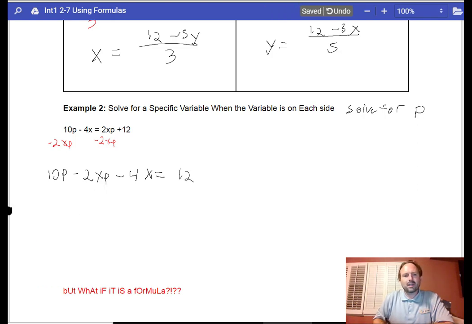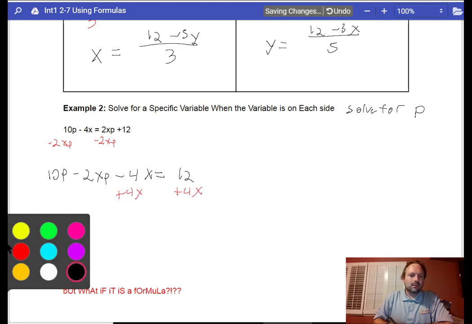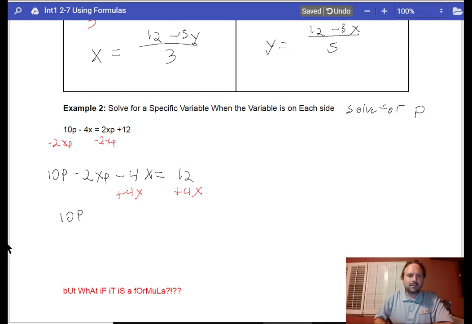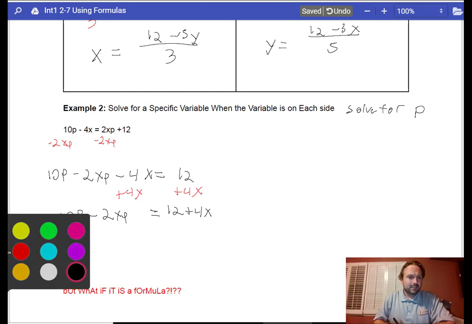Now we can start moving other things. This 4x, I'm going to add 4x on both sides. And so now I have 10p minus 2xp is equal to 12 plus 4x. Now, the same thing, it could be 4x plus 12. It doesn't matter. All right, so now this part's a little tricky.